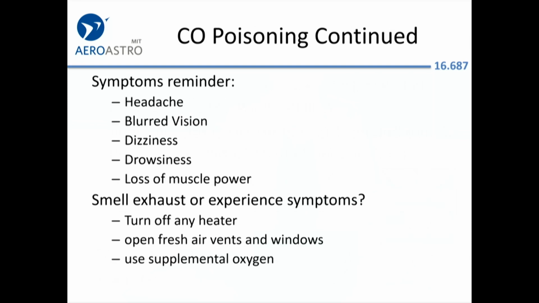And so it's good to know what the symptoms are. So if you're starting to experience those symptoms, you know what the problem is, and you can, for example, open your window to get some fresh air into the aircraft. Some aircraft, even certain Cirruses, have supplemental oxygen, so you can use that as an option as well.